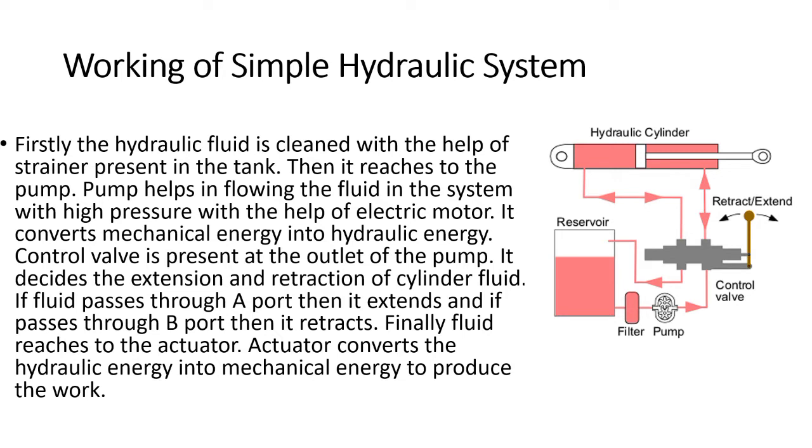Firstly, hydraulic fluid is cleaned with the help of strainer present in the tank before going into the pump. Now, pump helps in flowing the fluid in the system with high pressure with the help of electric motor. It converts the mechanical energy into the hydraulic energy. Then, our fluid reaches the control valve, which is at the outlet of the pump. This control valve decides the extension or retraction of the cylinder. There are two ports present in the control valve, port A and port B. During extension, the fluid passes through port A. During retraction, the fluid passes through port B. Then it reaches the actuator, which produces the work by converting our hydraulic energy into the mechanical work.